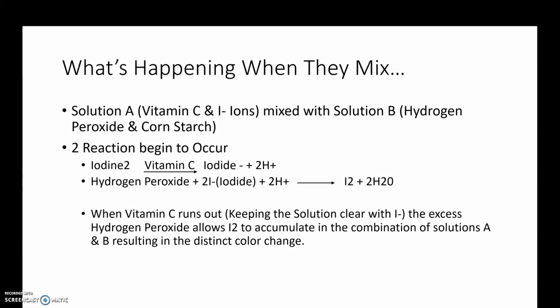The excess amount of hydrogen peroxide allows for I2 to accumulate. And in the combination of solutions A and B, once the vitamin C runs out, the I2 will start to accumulate, resulting in the distinct color change.